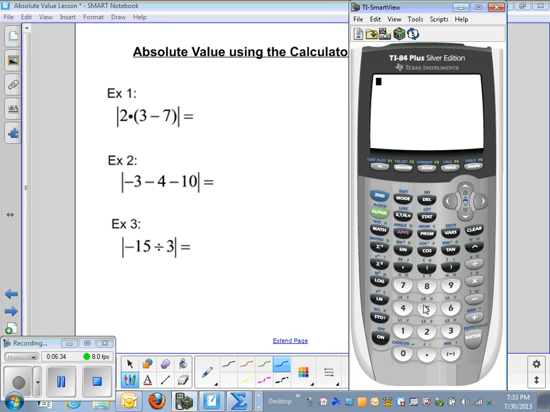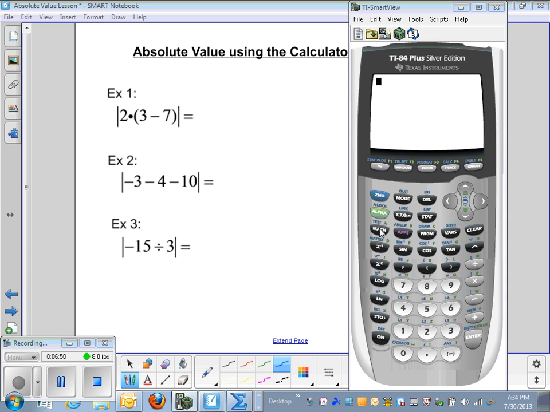Alright, so let's go ahead and use our calculator, and we're going to use problems from previously in the lesson. See if we get the same answer using the calculator. So example 1 here, we have the absolute value of 2 times 3 minus 7. I believe we got 8 for that.